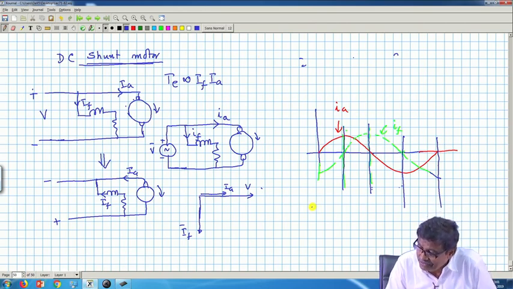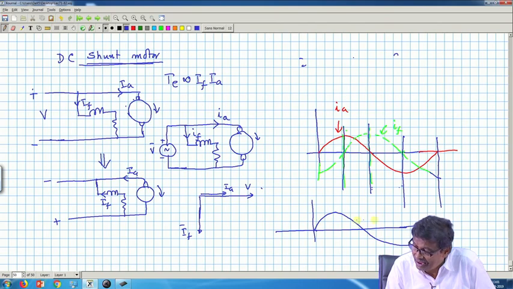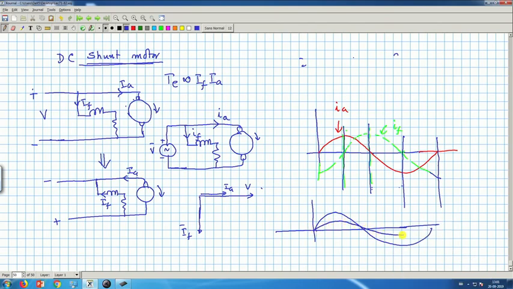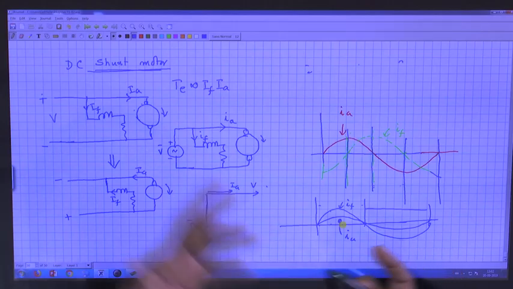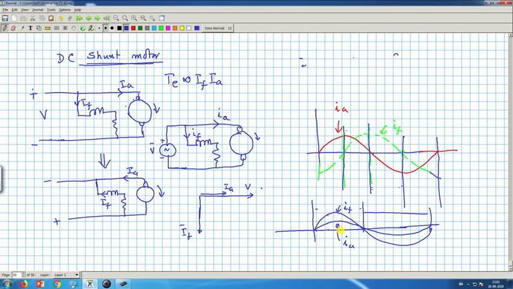If this is your IF and this is your IA, in the same time phase, then this product will always be positive, this up also. So, unidirectional torque will be produced. Suppose IF and IA are in time phase, then the product of IF IA will always be positive and the torque produced will always be in the same direction, no matter whether both of them are positive or both of them are negative, because it is the product of these two that decides the torque.